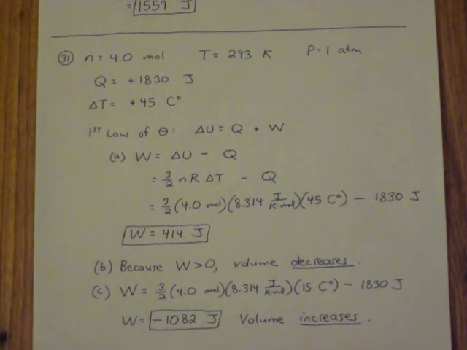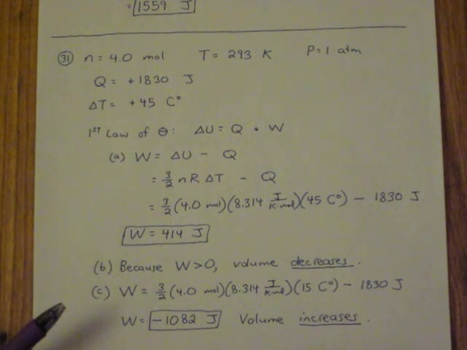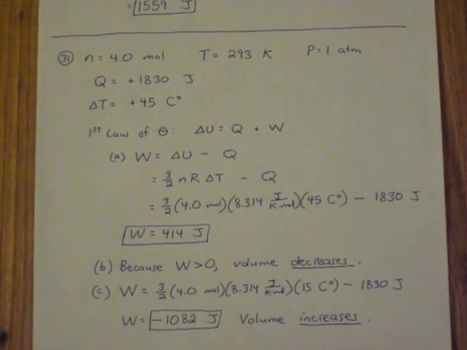Part B, because work is positive, we say that the volume decreases. Part C has us changing to a change in temperature of only 15 Celsius degrees. So when we plug in the numbers, work becomes negative 1082 joules. And since work is negative, that means that the volume increases.